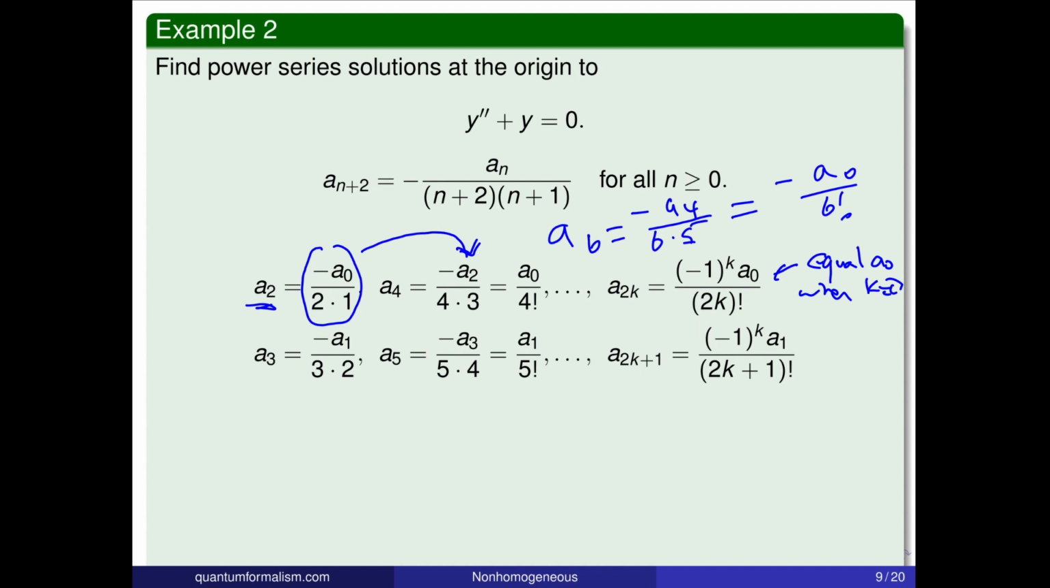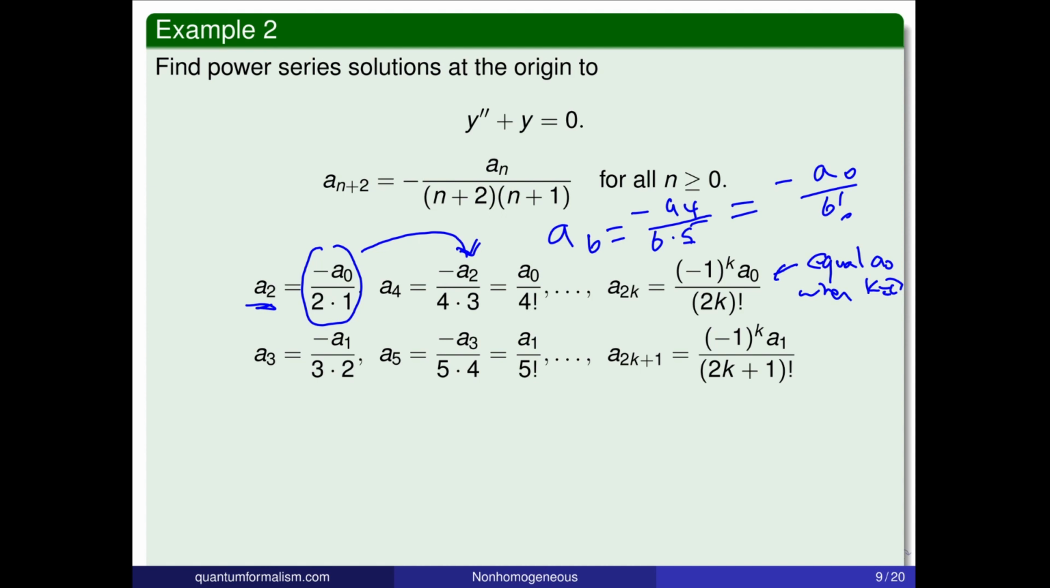A3 will be minus A1 divided by 3 times 2. And then A5 will be minus A3 divided by 5 times 4. The minus signs will cancel out, and you'll get A1 over 5 factorial. And so on. So the A2k plus first term, so this will include all the odd terms, will be minus 1 to the k times A1 divided by 2k plus 1 factorial.